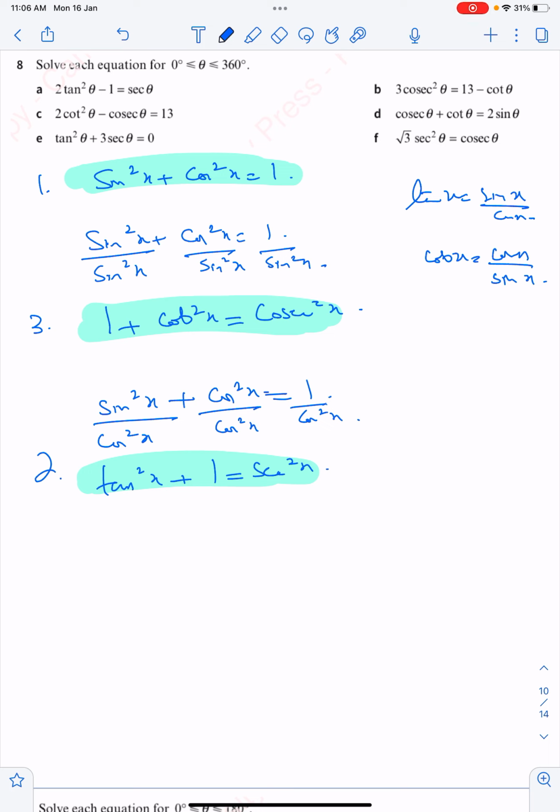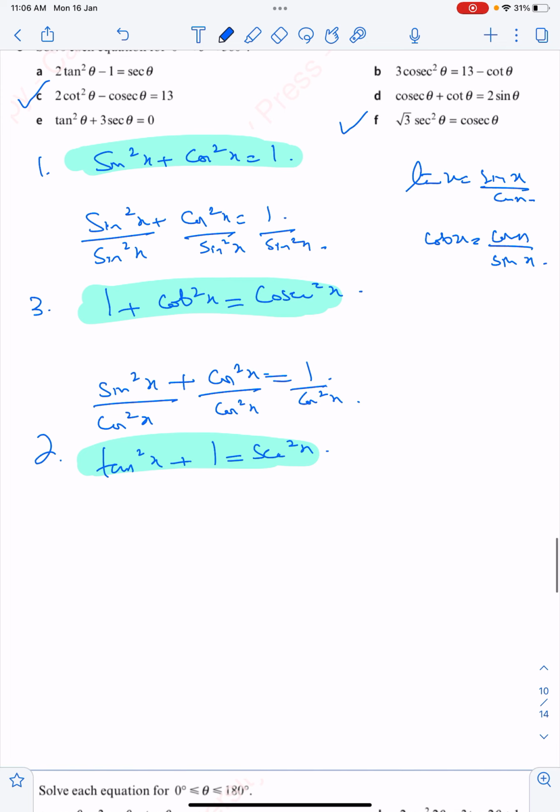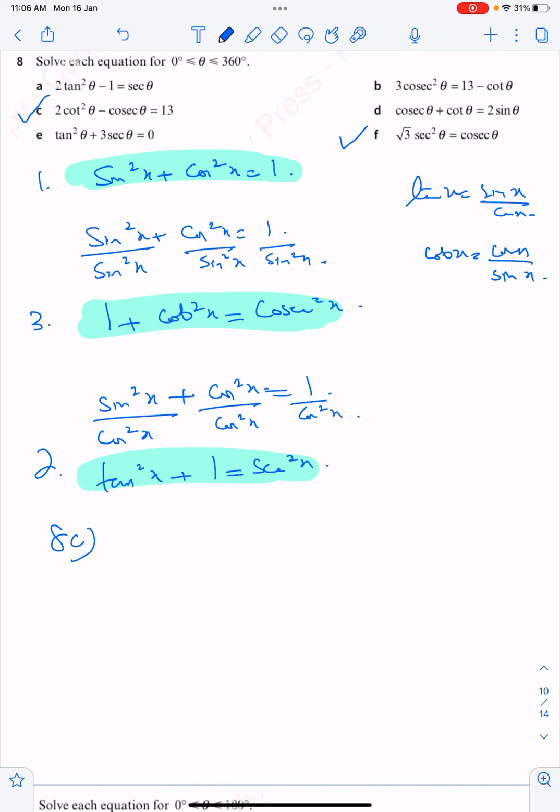So I am going to solve these two, the C and the F part. If I have to do the C part of question number 8, it says 2 cot square theta minus cosec theta equals 13. Whenever you notice an equation where you have cot and cosec, you always have to go for the identity. Now you know that you cannot do anything about cosec theta. The most you can do is make it into 1 upon sine theta. So don't change this, change the cot square and use the identity.